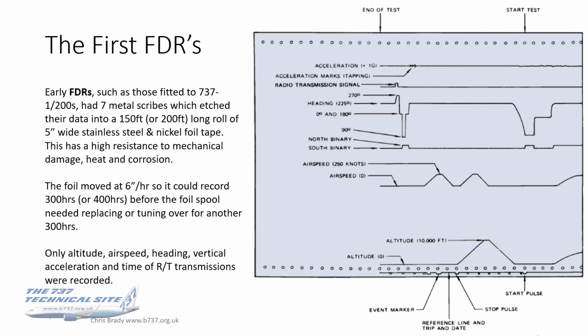But if you look at those parameters, all you've got are altitude, airspeed, heading, vertical acceleration, and the time of any RT transmissions. That's it. It's really basic. How on earth accident investigators could do a meaningful job with that little data, I don't know, but that's what they had. Fortunately, things have moved on.